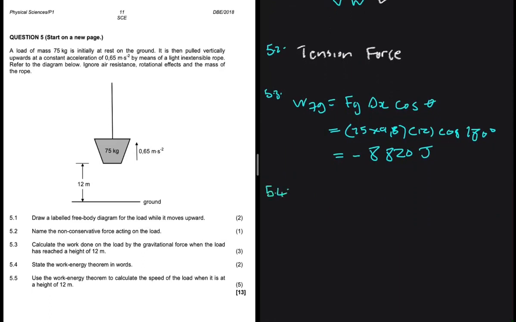And moving right through 5.4. So 5.4 is saying let's state the work energy theorem in words. We know fully well that work net is equal to the change in EK. And that in words would say that the net work done on an object is equal to the object's change in kinetic energy.